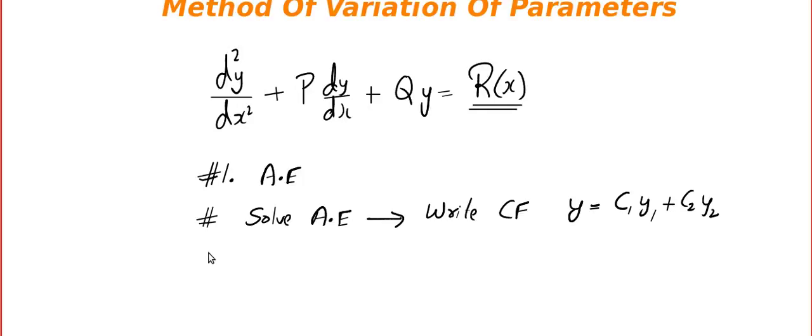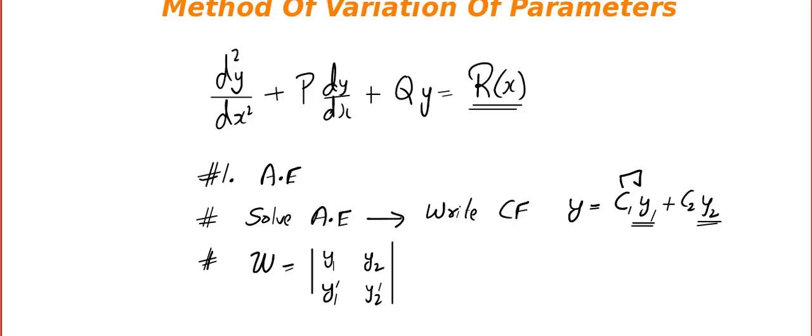Okay, and then what we do is we find something called the Wronskian. The Wronskian is a determinant. I'll denote it by W, and it's nothing but the determinant with y1, y2 in the first row and y1 derivative, y2 derivative, or y1 dash, y2 dash, in the second row. This is our y1 and y2. That means y1 is the quantity along with c1 and y2 is the quantity along with c2, and make sure this is not equal to 0.